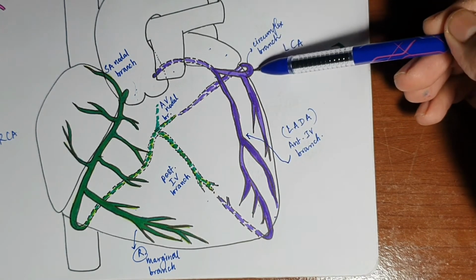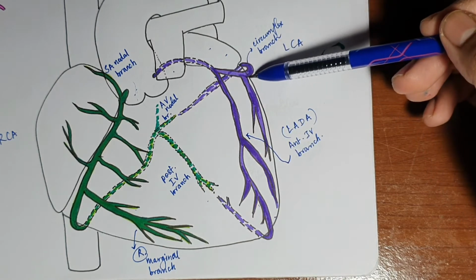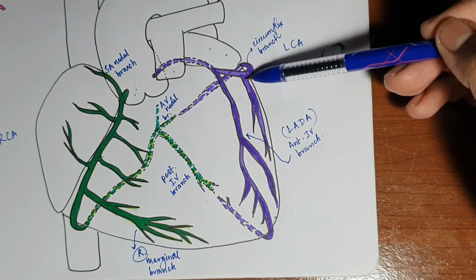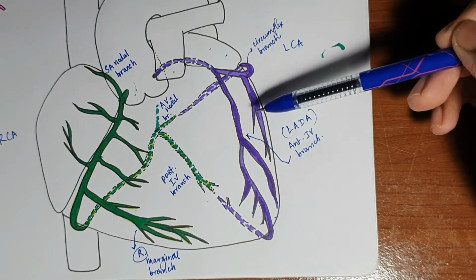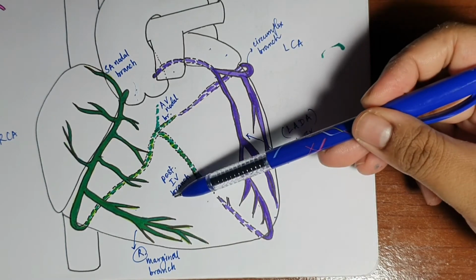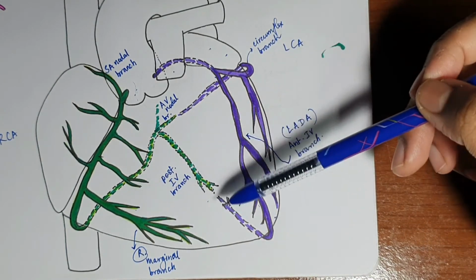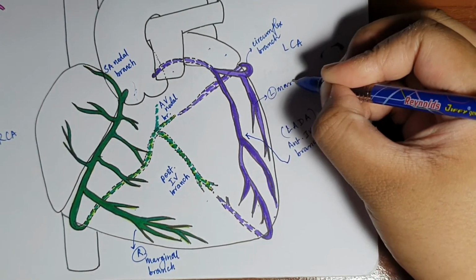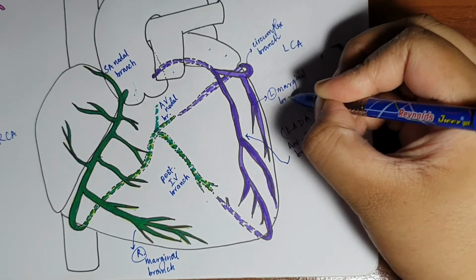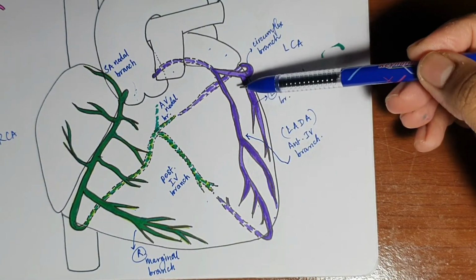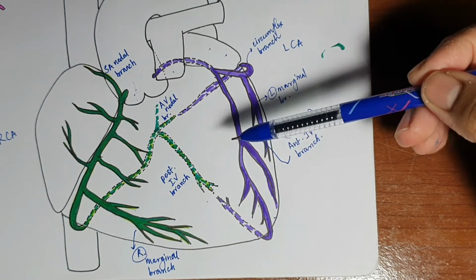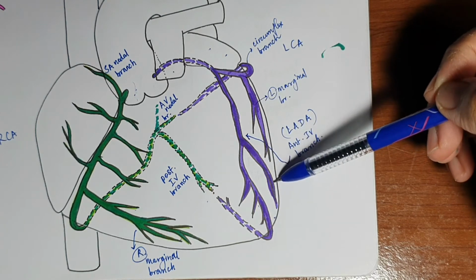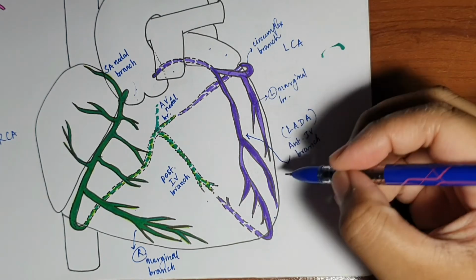Now the circumflex branch follows the coronary sulcus and goes to the posterior surface of the heart. But before that, we have another vessel coming out from here. It's called the left marginal branch. Just like the right marginal branch is supplying the right border, we have a left marginal branch which supplies the left border of the heart. One more thing, the anterior interventricular branch also gives out another branch, this vessel here. It's called the lateral branch or the diagonal artery.